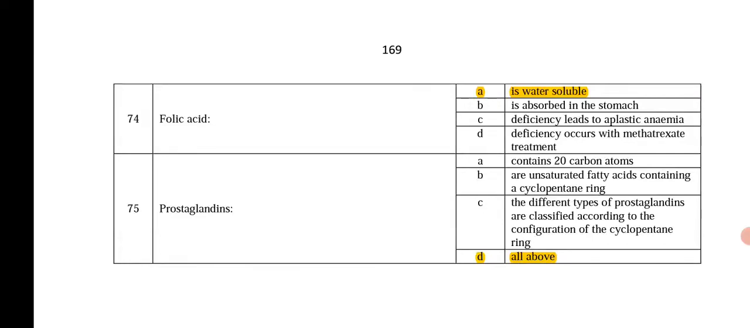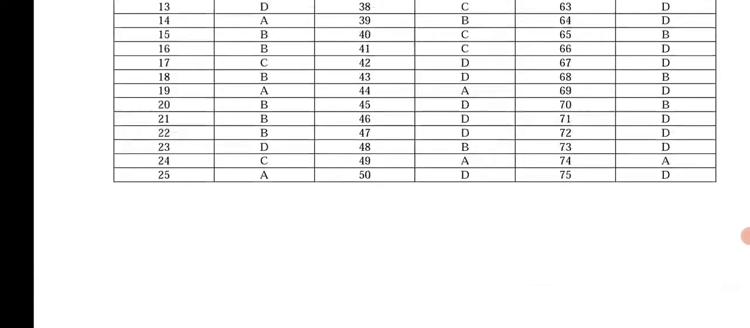Prostaglandins contain 20 carbon atoms, are unsaturated fatty acids containing a cyclopentane ring. Different types of prostaglandins are classified according to the configuration of the cyclopentane ring.